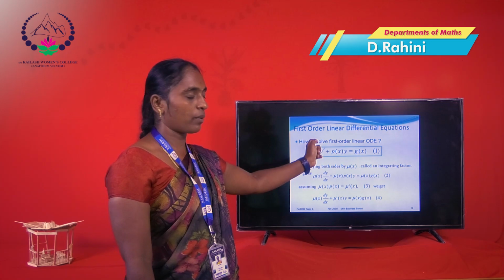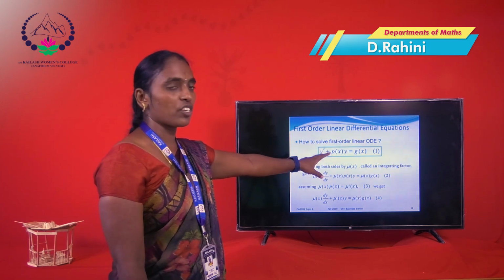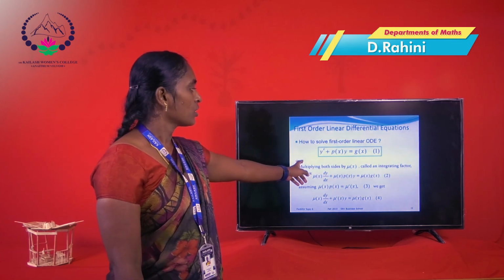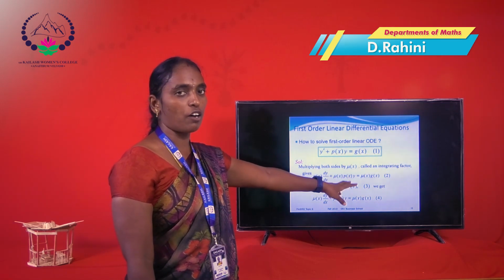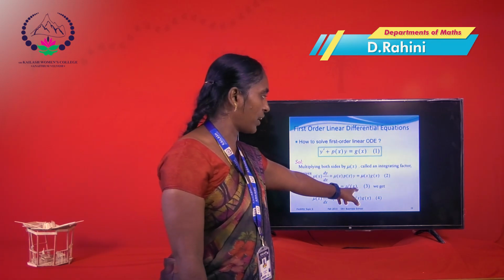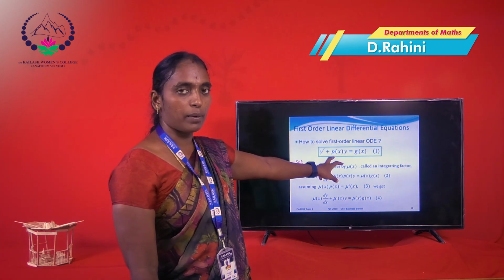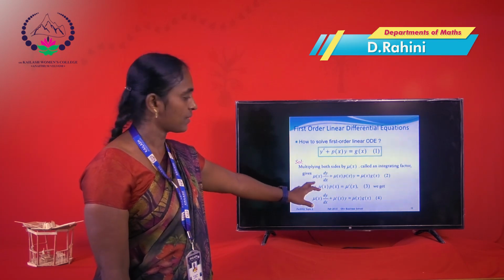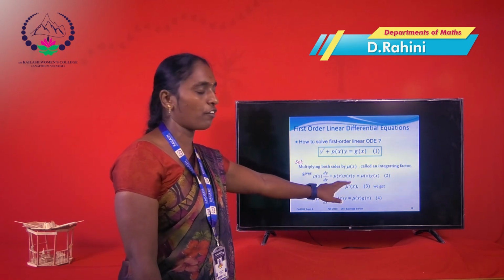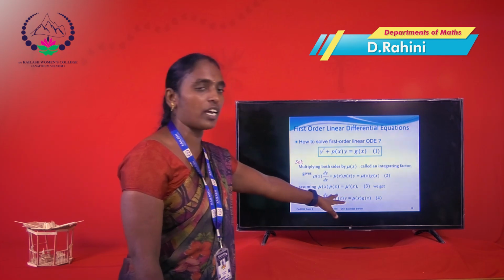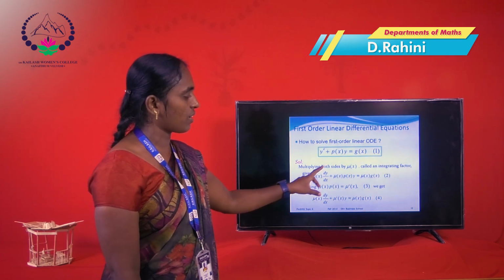Here I will give some equation: y dash plus p of x into y equal to g of x. This equation we take as equation number 1. So the solution is, first we have to multiply equation number 1 by mu of x. So multiplying both sides by mu of x, called an integrating factor, the equation gives, here we have to replace y dash by dy by dx. So the equation gives mu of x into dy by dx plus mu of x into p of x into y equal to mu of x into g of x. Simply we multiply equation number 1 by mu of x. So this is equation number 2.